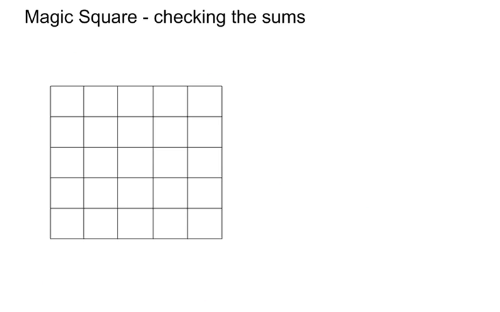Now, the next part of the problem is to check the sums. And in checking sums, you have to check rows, columns, and diagonals, and they each involve nested for loops.